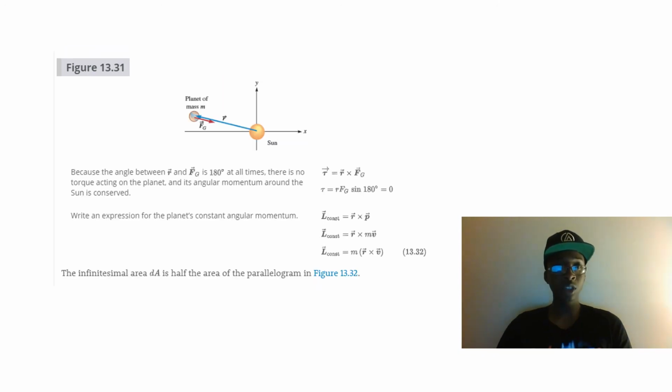In this figure, we can see the planet of mass m and the sun. Because the angle between r and Fg is 180 degrees at all times, there is no torque acting on the planet, and its angular momentum around the sun is conserved. We can see the formula torque equals r cross Fg, which can also be written as torque equals r Fg sine 180 degrees equals 0. Writing the expression for the planet's constant angular momentum, it can be written as L constant equals r times m, or m times r times v.